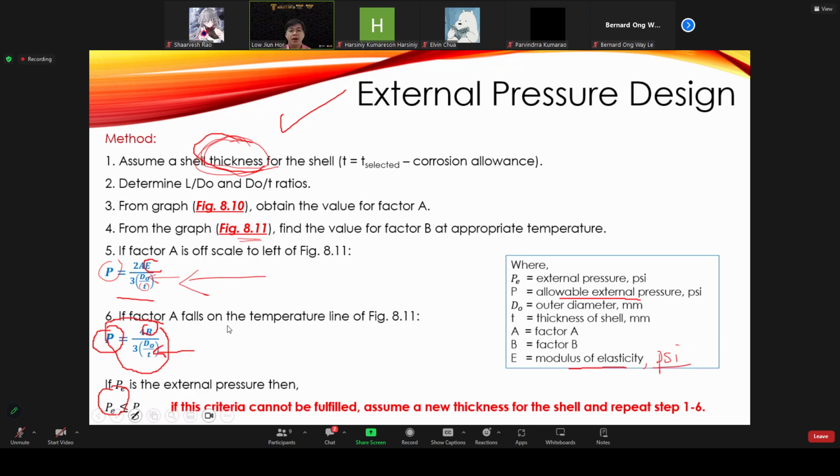Okay, remember, if factor B cannot be obtained, then we use the first equation here. If factor B can be determined, identified, then we select the second equation here. All these equations will be provided during the final exam.